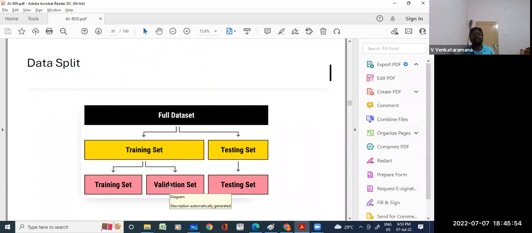The training set and the testing set we understood. The training set means the data which is used for the training purpose, and the data which is used to test the model is called the testing set. But what is this validation set? Validation is nothing but testing a model during the training phase. Why do we require testing during the training phase? To check whether the training is going in the proper manner or not.